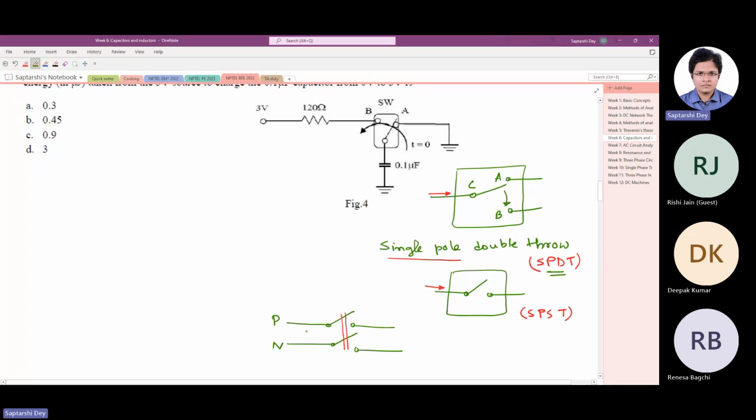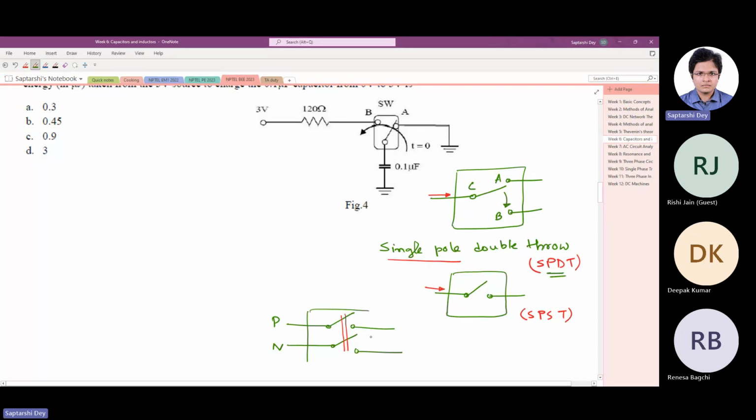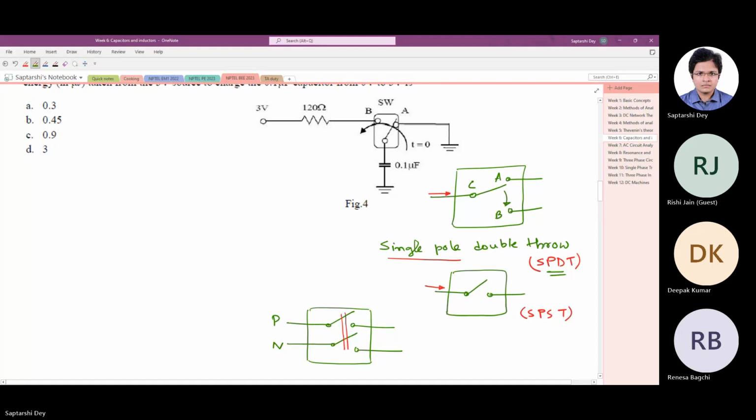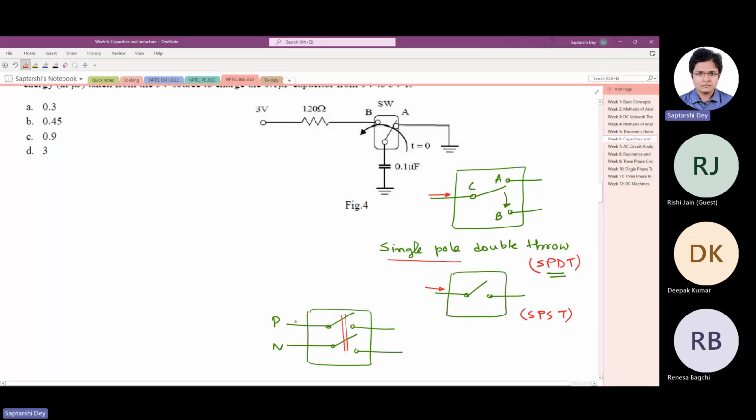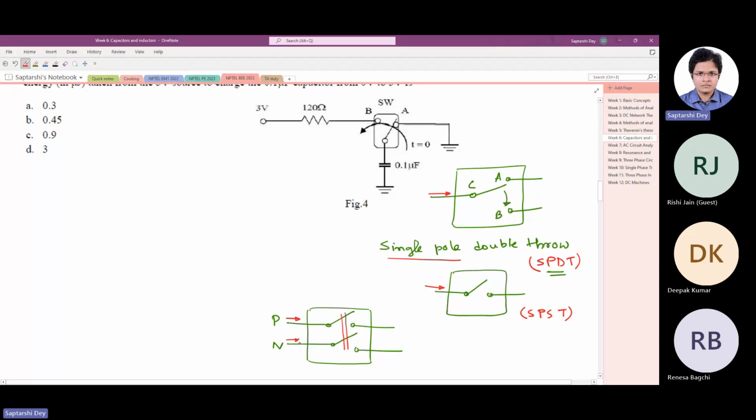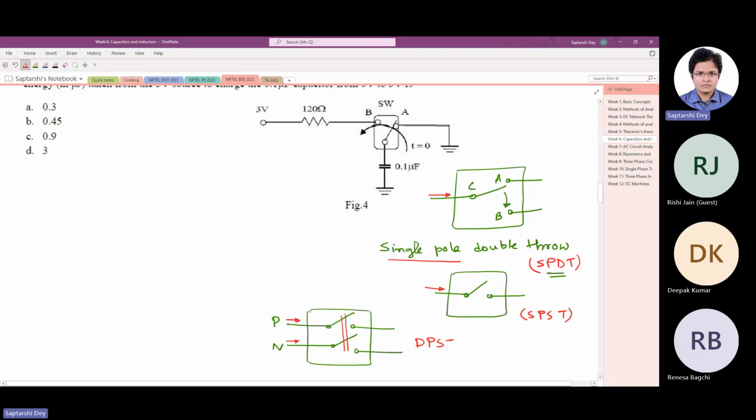So what kind of switch is this? Can you tell me? Looking at the previous examples, how many poles does it have? You tell me. How many poles does it have? It has two poles. Two currents can flow in this direction, but it has a single throw. You can only turn it on or off. So it's a double pole single throw switch.